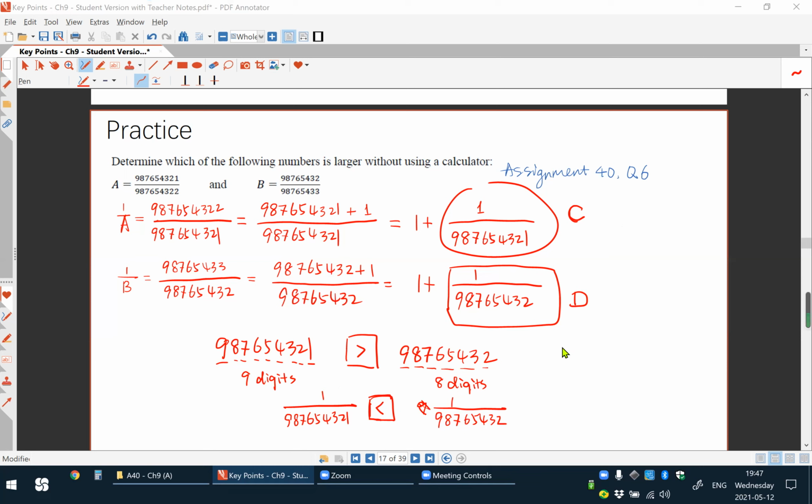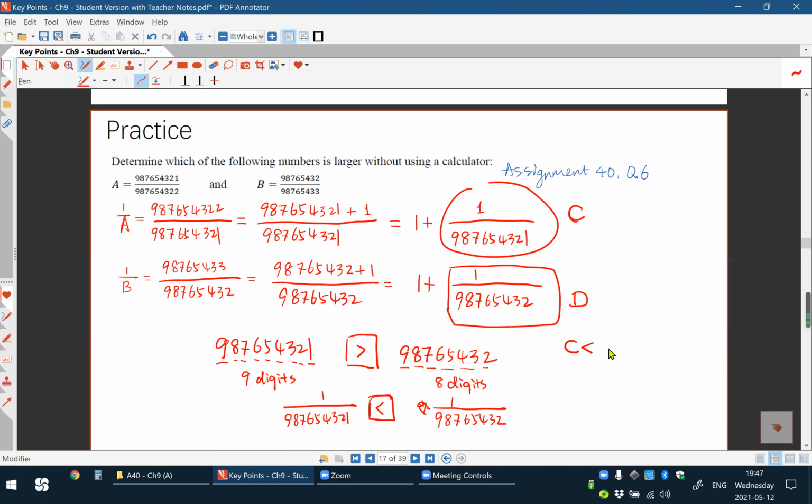So that means C should be smaller than D, right? So if C is smaller than D, that means 1 plus C is smaller than 1 plus D, right? So what is 1 plus C? 1 plus C is 1 over A, right? And what is 1 plus D? 1 plus D is 1 over B, right?